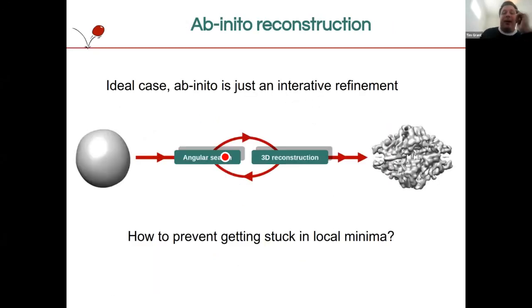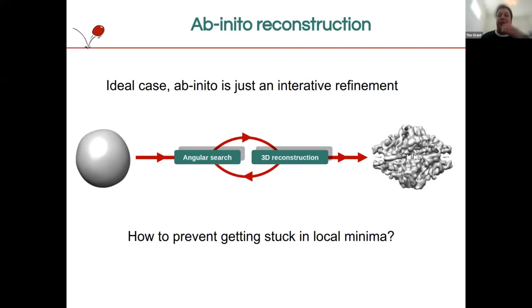So in an ab initio reconstruction, you're all familiar with the idea that you want to go from something that looks like this, a kind of ball, to something that looks hopefully a lot like the particle that you're trying to solve. In a very simple case, this is an iterative refinement, just starting with this as the reference. But we all know that if we just put this into our normal refinement programs, this is never going to work because we get stuck in local minima. So we need ways to get out of these local minima.